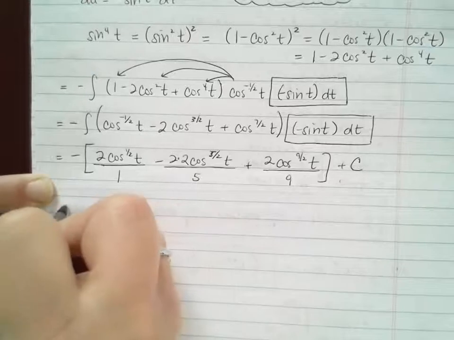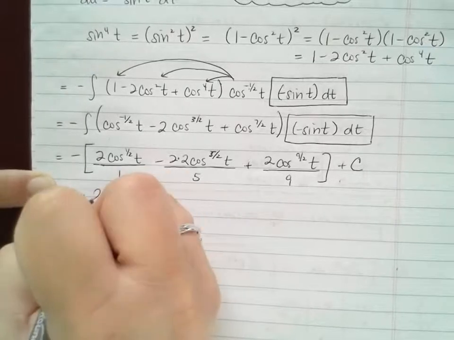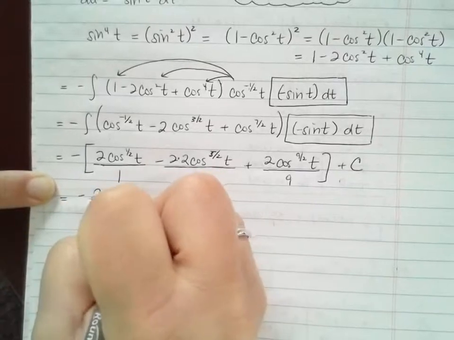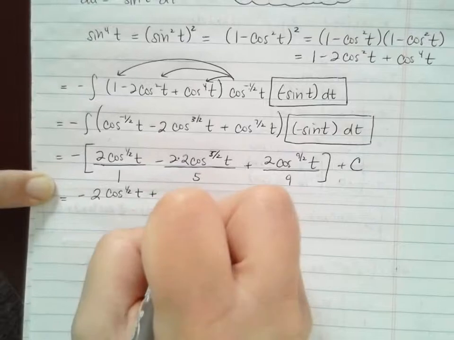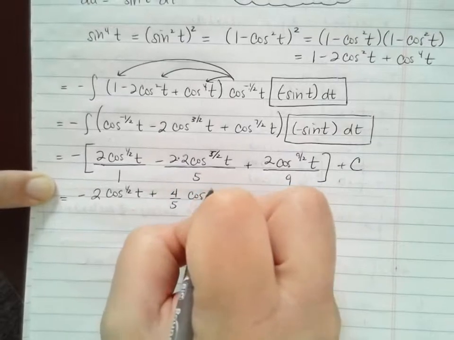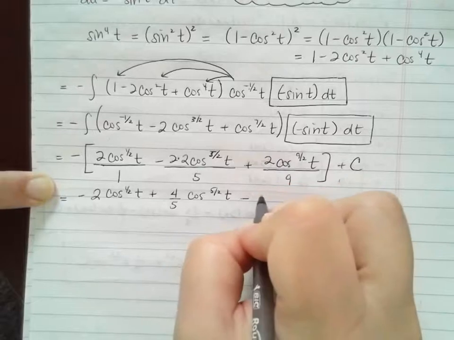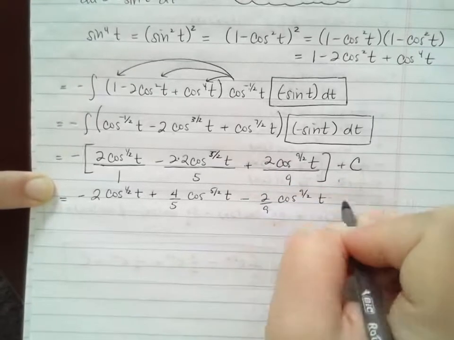To clean this up and finish it off, I'm just going to rewrite it as negative 2 cosine to the 1/2 t plus 4/5 cosine to the 5/2 t minus 2/9 cosine to the 9/2 t plus c.